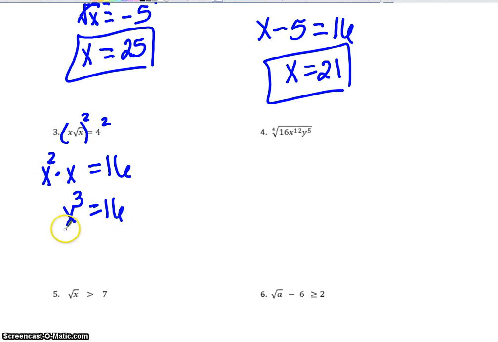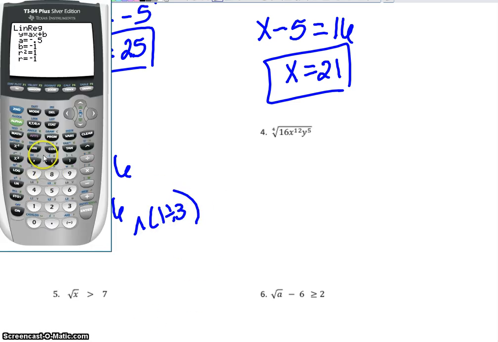Now you have to uncube it, which means you're taking the cubed root, or basically you're going to go caret open parenthesis 1 divided by 3. So you would take your calculator and you would go 16 caret open parenthesis 1 divided by 3, and you would get 2.51.